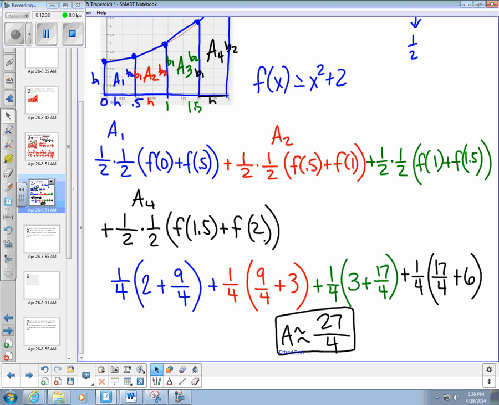So the trapezoids are working on the formula for the area of a trapezoid. Left, right, and midpoint sums are the formula for the area of a triangle.